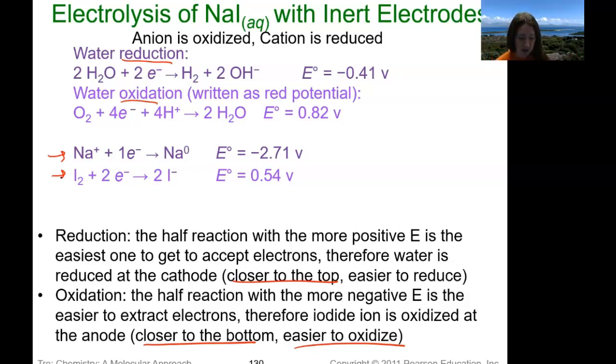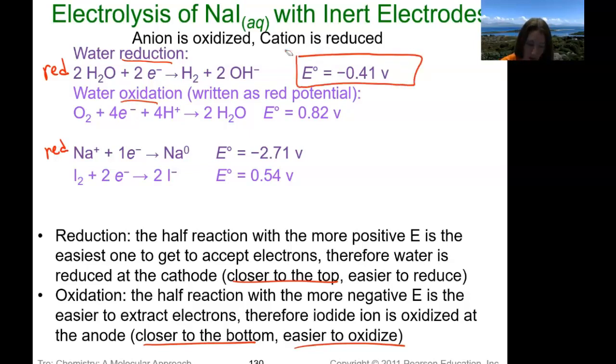So I found the reduction potentials and I wrote these all as reductions in this case. Okay, so who's going to be reduced? Cations are going to be reduced, right? So our choice here for our reduction is, here's the water reduction. So this could be reduced, right? Or sodium could be reduced. One of these two. So when we look at these numbers, we see negative 0.41 or negative 2.71.